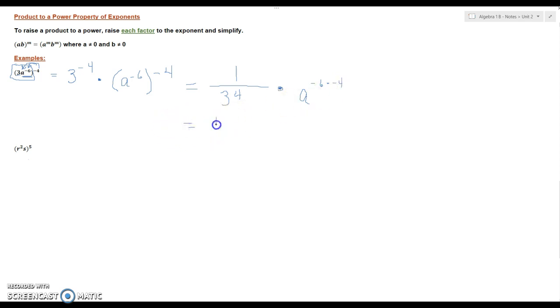And so I have 1 over 3 to the 4th times a to the positive 24th. And when I multiply these two together to simplify one last time, the a to the 24th, since the 24 is a positive exponent, it stays in that numerator, and our 3 to the 4th is in the denominator.